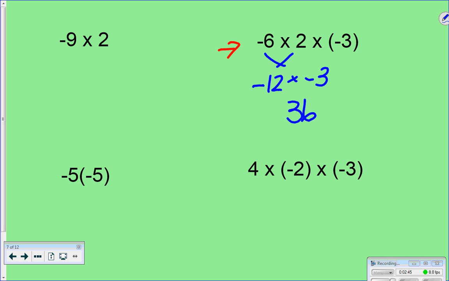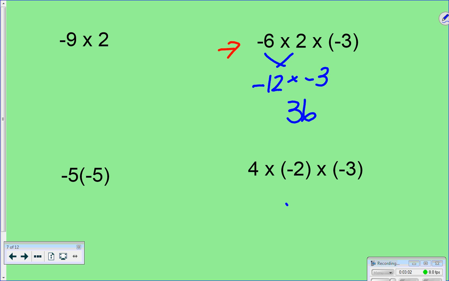Did you guys learn that last year? Did we talk about that this year already? I don't know if we talked about it in this class, but I think my 8th graders did. So here, 4 times 2, negative 8. Negative 8 times negative 3, positive 24. Okay. Do you guys have questions on this?